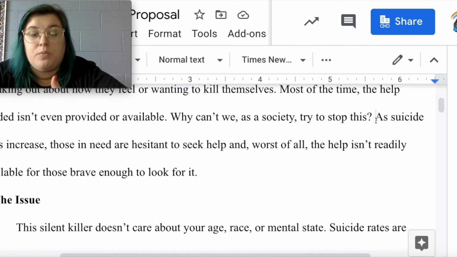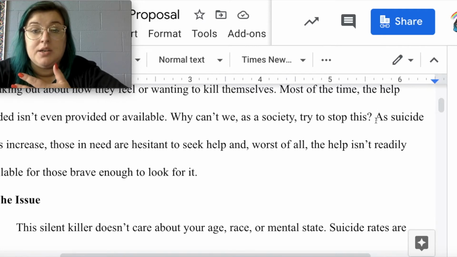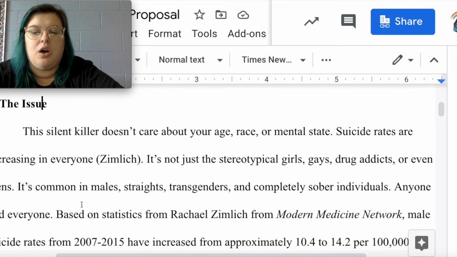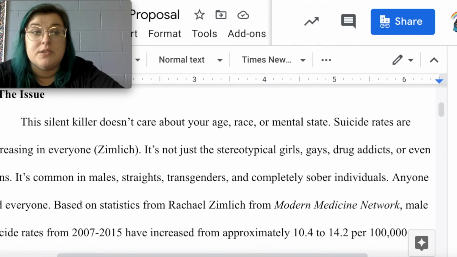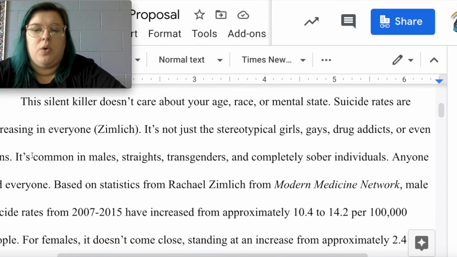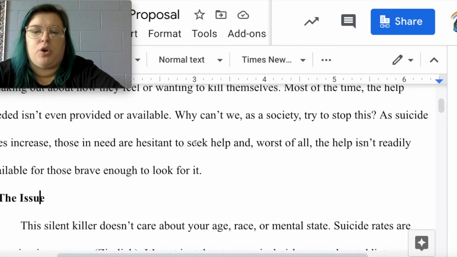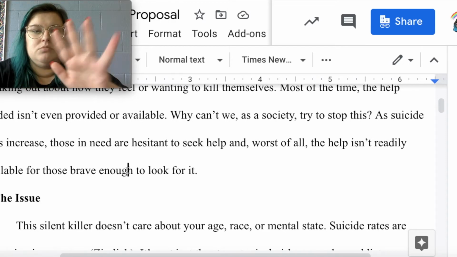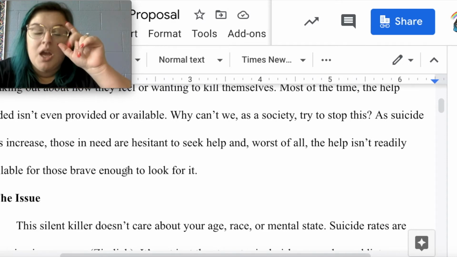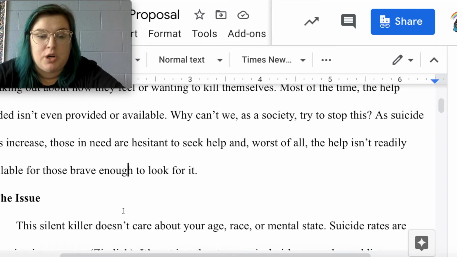So, number 1, rates are on the rise for everybody. 2, people don't seek help because there's a stigma. And 3, that help, even when they do want it, isn't always there for them. Now, she labels this next section the issue, which is where she's going to talk about those 3 reasons why this issue is such an issue. So, she puts these in the same order that she put them in her thesis or claim.